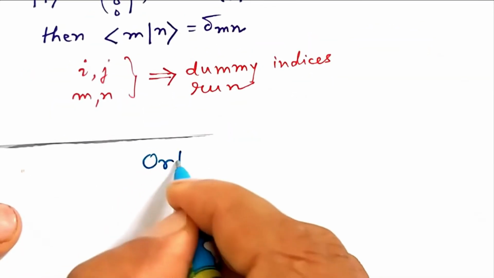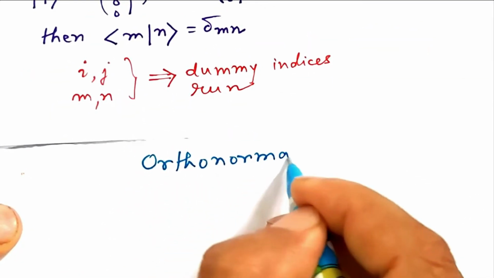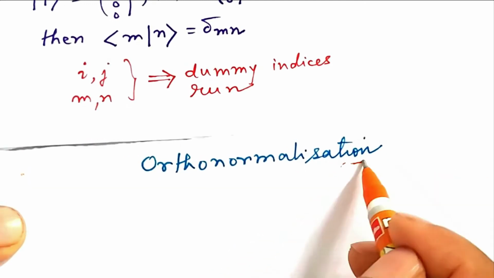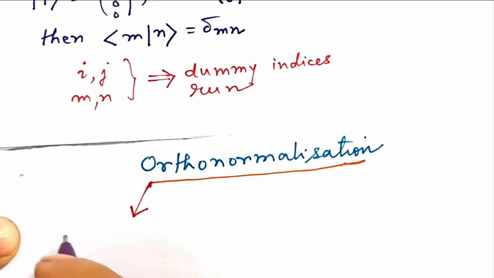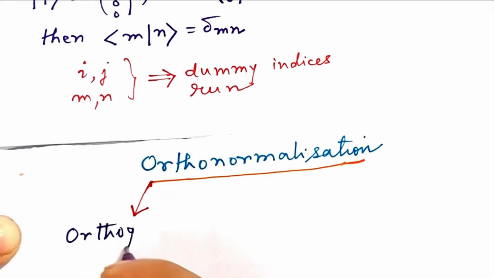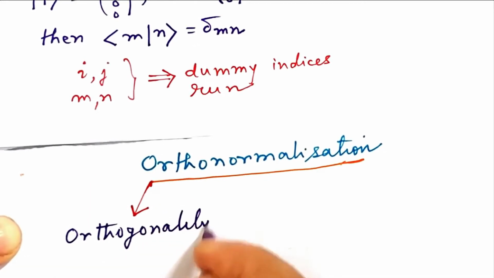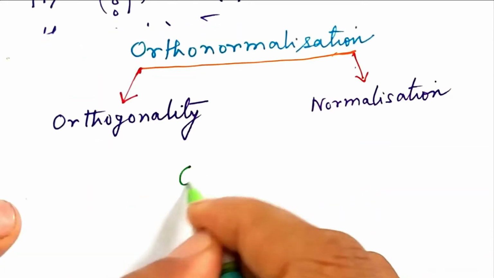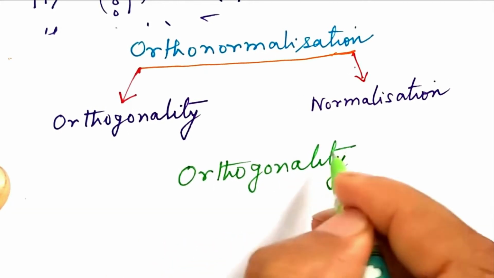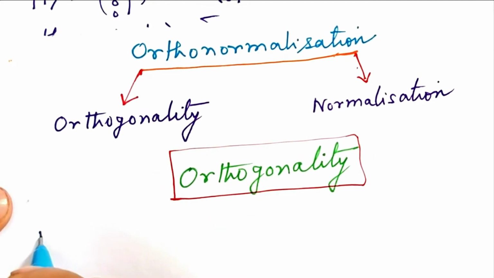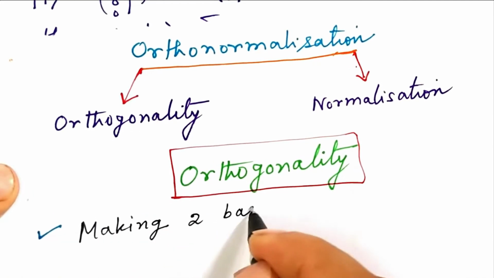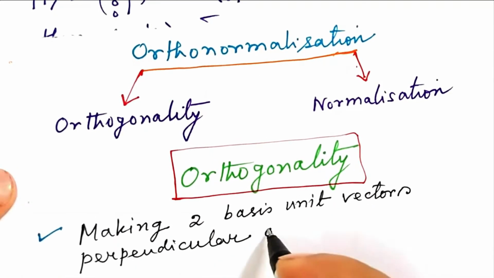Let us now start our discussion on what we mean by the term orthonormalization. The term orthonormalization consists of two terms, orthogonality and normalization. We first discuss orthogonality. Orthogonality is making two basis unit vectors perpendicular or orthogonal.